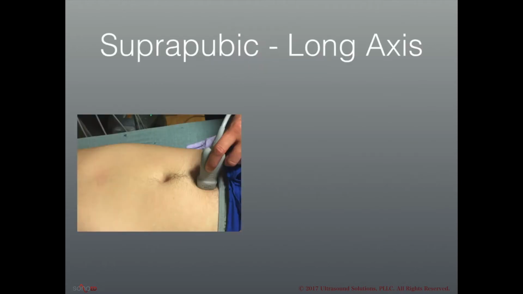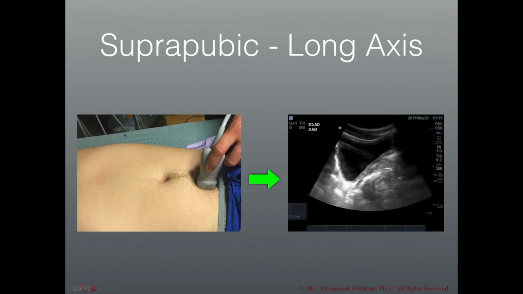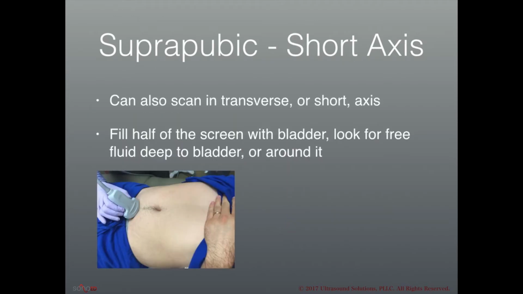Here's an example of how to hold the probe on the patient, oriented in the long axis. With the indicator towards the patient's head, that will correspond with the left side of the screen, and you'll see that the image you'll obtain with urine in the bladder makes the bladder appear more triangular. You'll also see that the peritoneum is then cephalad to that, and you can see bowel gas from the loops of small bowel. You can also obtain this view in the short axis, and this is an example of how you would orient the probe.